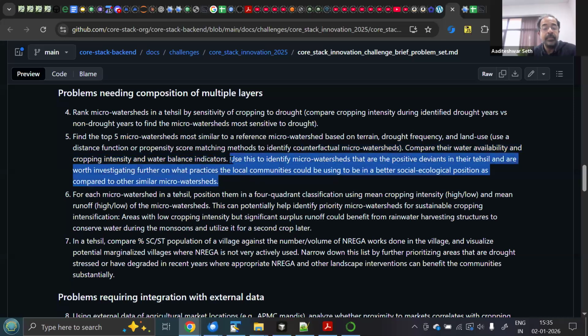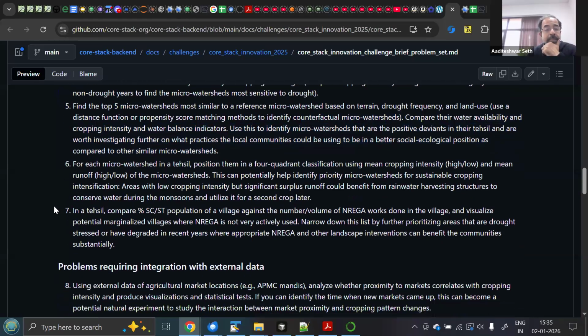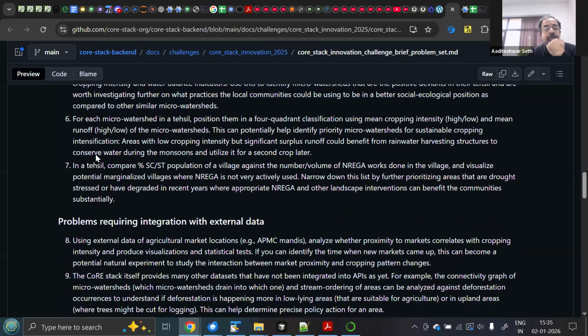So maybe they can go and investigate, right? What is it that the communities are doing over there? That's the idea here. For each micro watershed in a tehsil, position them in a 4-quadrant classification using mean cropping intensity and mean runoff. Meaning on one axis you have cropping intensity, on the other axis you have runoff. This can potentially help identify priority microwatersheds for sustainable cropping intensification.